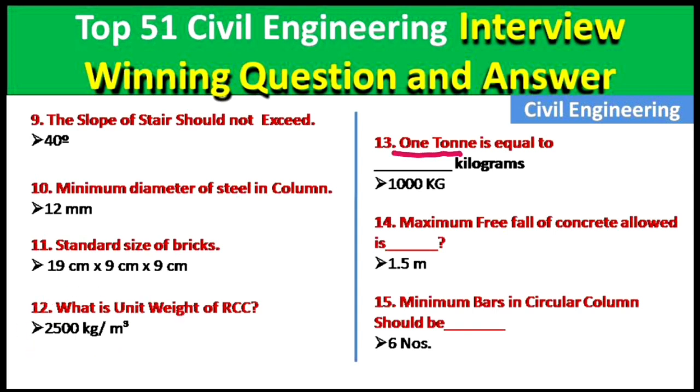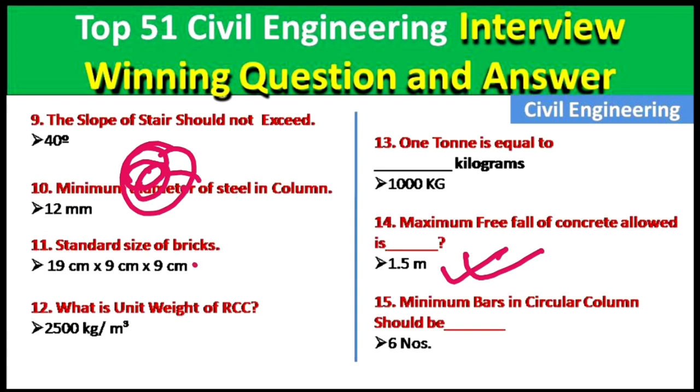After that, 1 ton is equal to how much? 1000 kg. Okay, this is very simple and you have to know it. The maximum free fall of concrete is 1.5 meter. Guys, this is a very important thing to know when we prepare concrete.